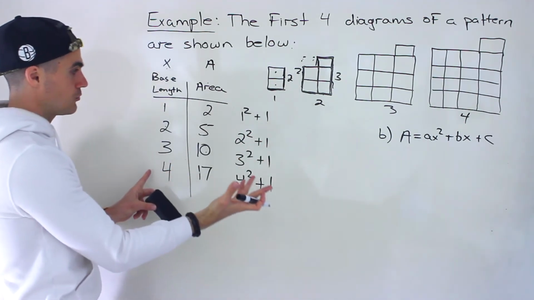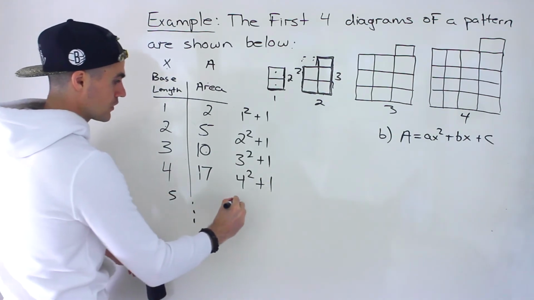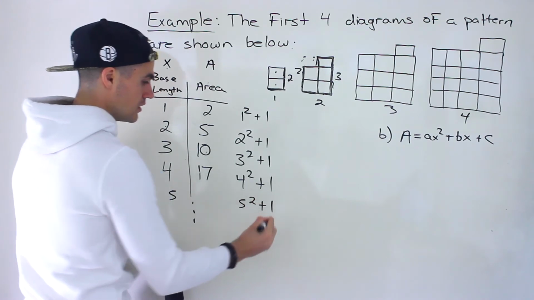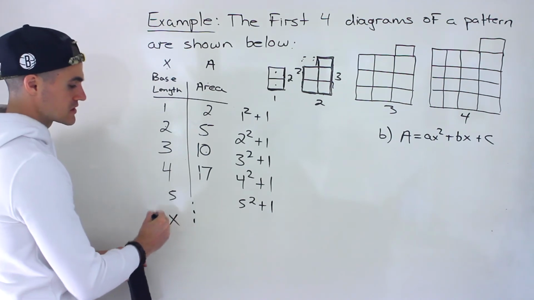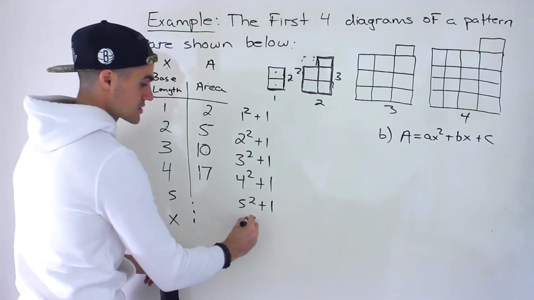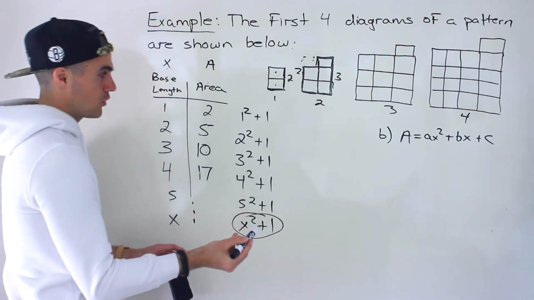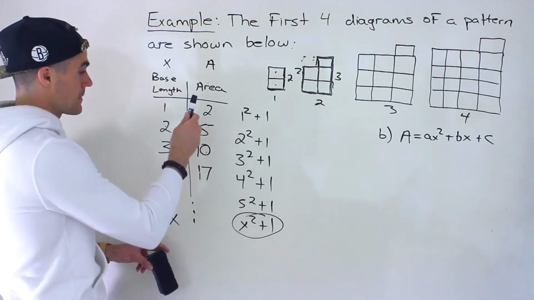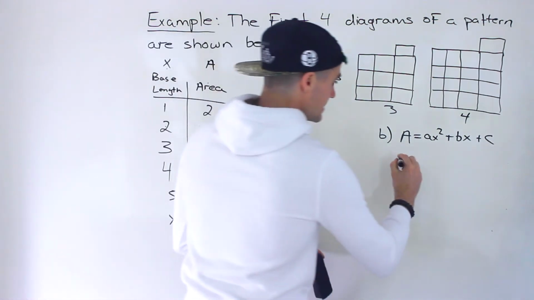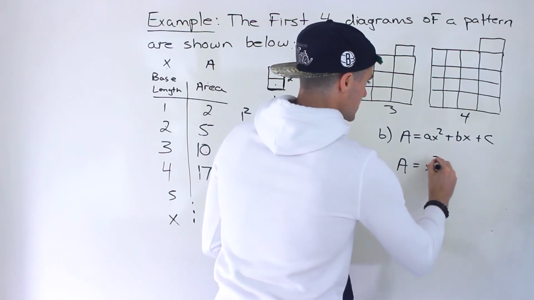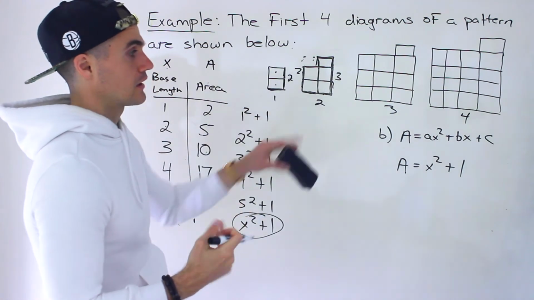And what you should end up with, notice that if we generalize this, so if we keep going, if we have a 5 over here, this is going to be 5 squared plus 1. Well, what if we have an x, just any value, whether it's 10, 100? Well, it's going to be x squared plus 1. And so that is the formula that relates the base length to the area. So what we could say is the area equals x squared plus 1. Okay, and we just came up with that looking at the diagrams.